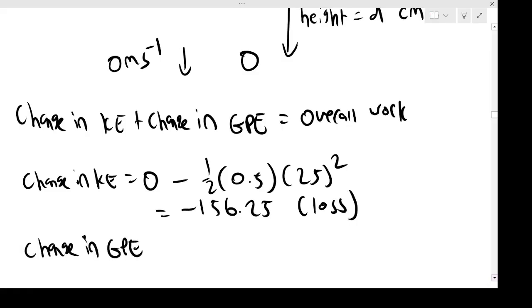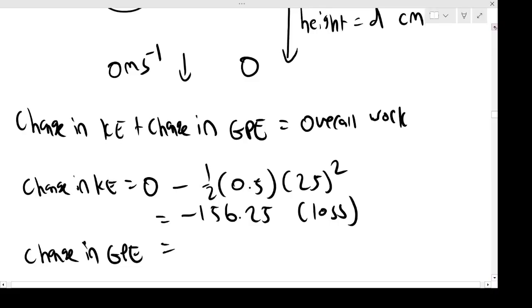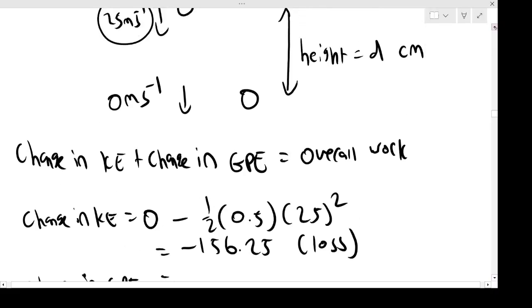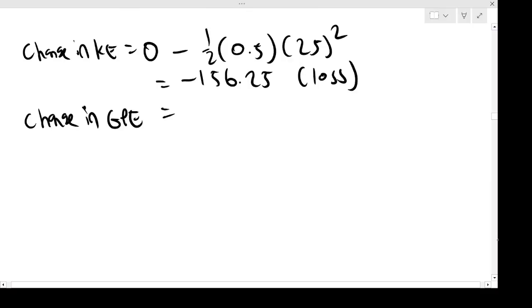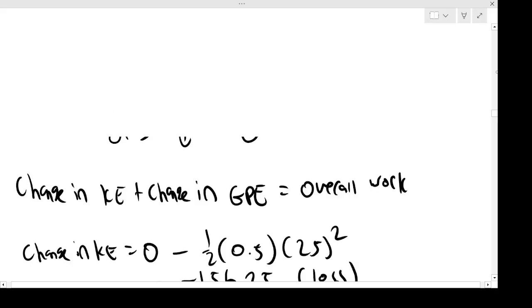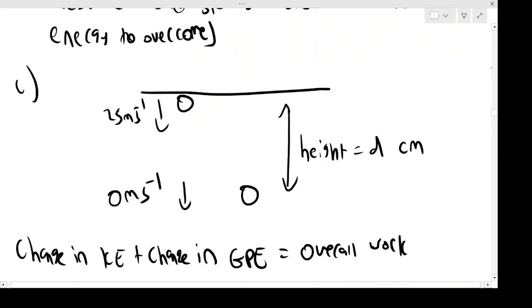Then the change in GPE. Well, it's a bit of a funny one. This is because obviously it starts on the ground, but actually we go underneath. So technically, this is my ground level now, if you will. So the change in gravitational energy, well, that's mgh. So the mass is 0.5, g is 9.8, and the height, well, we've gone down by d.